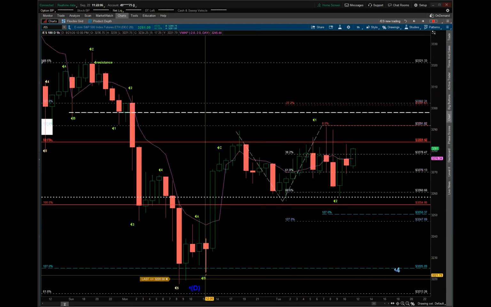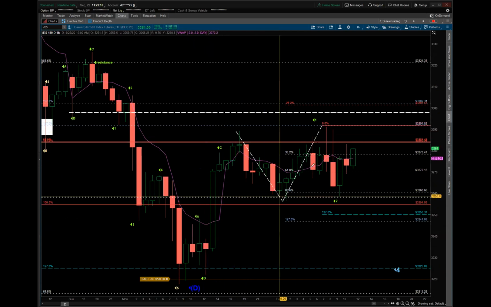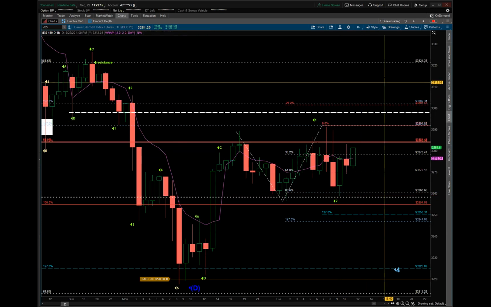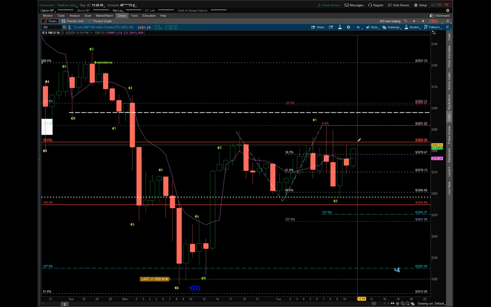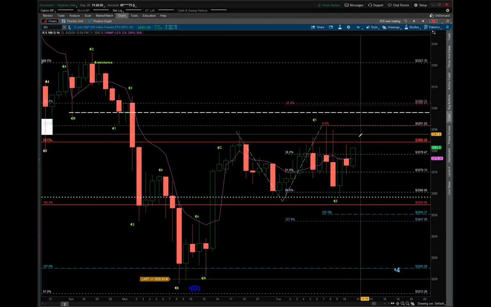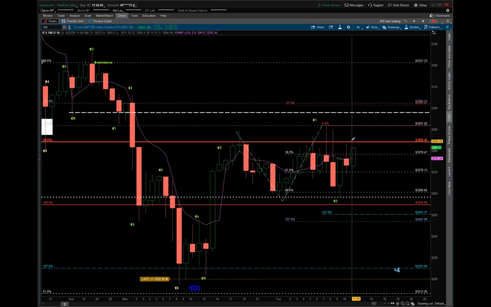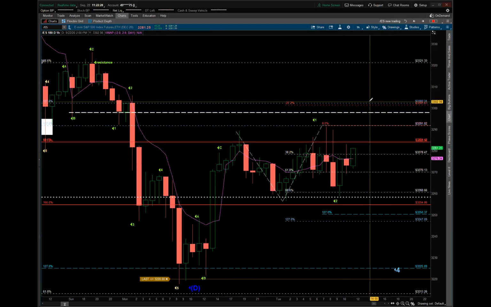We are on this ABCD pattern, from A, B, C, D to the upside. What I'm looking at never broke, so I'm still looking for a break above. I just wanted to see more momentum here to the upside. If we can break this level here, then I will take a long and try to ride.